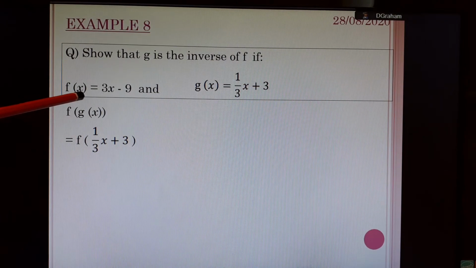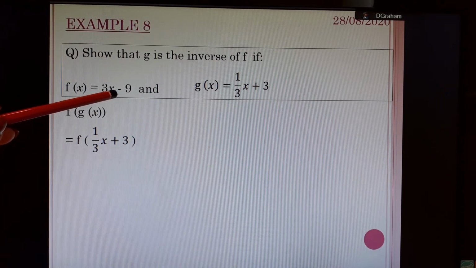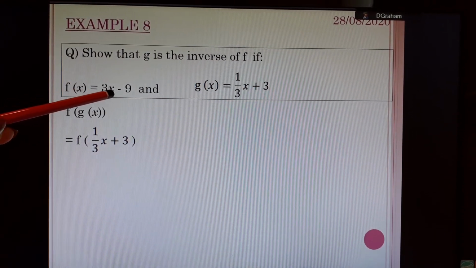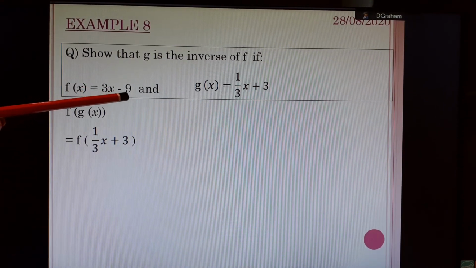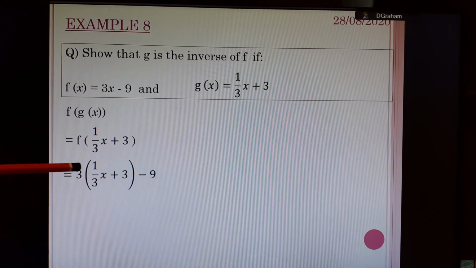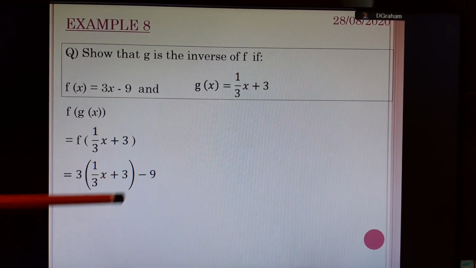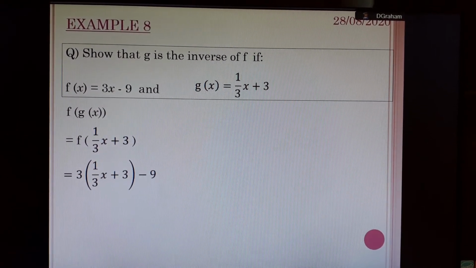So where they have the bracket here has to match the bracket there. F of the bracket equals 3 times the bracket take away 9. So if it's 3 times the bracket take away 9, this is your bracket. It'll be 3 times that bracket there, take away 9. Now we'll multiply out that bracket.